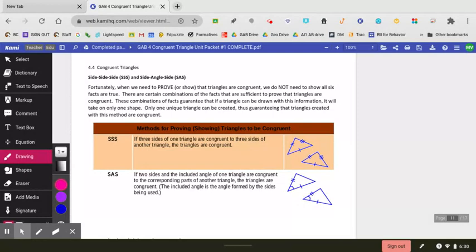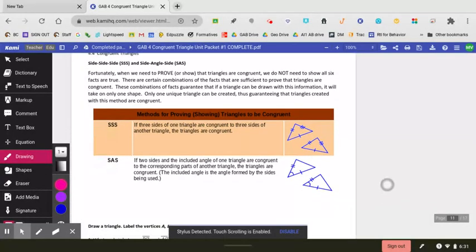These combinations of facts guarantee that if a triangle can be drawn with this information, it will take on one and only one shape. Only one unique triangle can be created, thus guaranteeing the triangles are congruent.